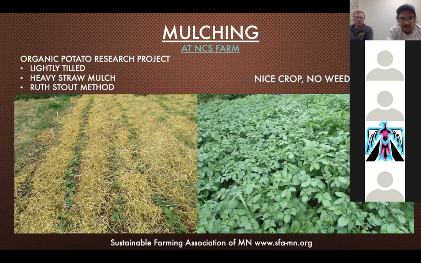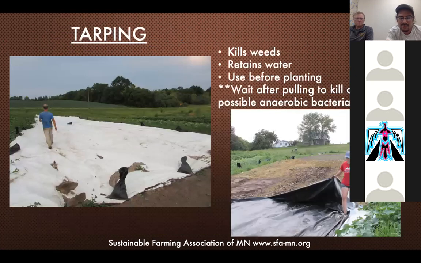This was my farm a few years back, and we did mulching with potatoes. You can see it got a little out of hand. The rows are a little small, but what you don't see is a lot of weeds, and you see a lot of potato plants. So we got a pretty good crop of potatoes after lightly tilling and using straw mulch. So tarping is another thing, kills weeds.